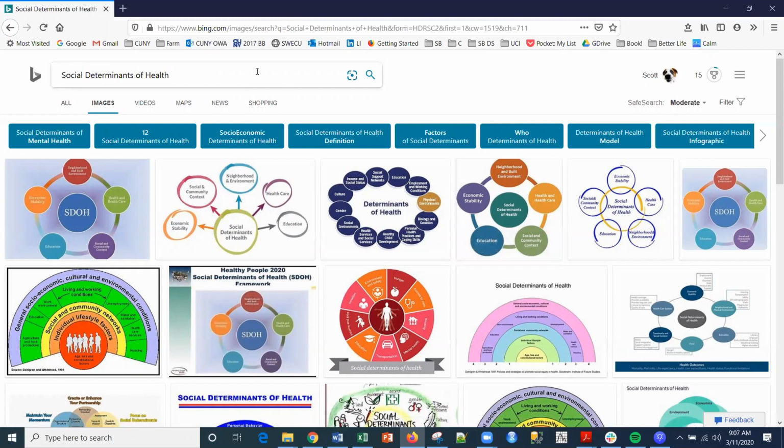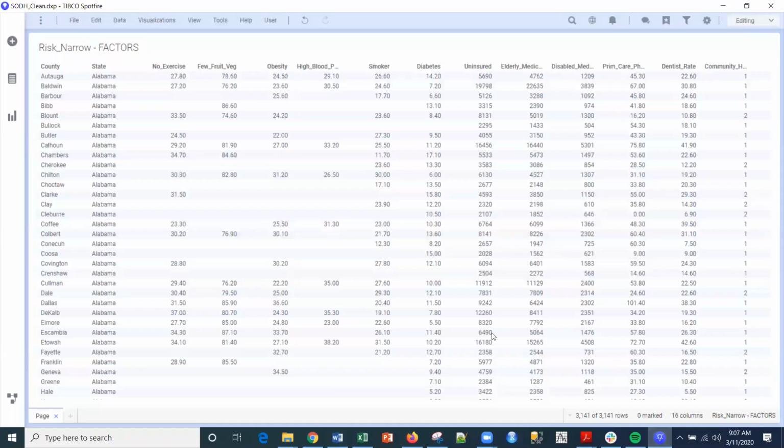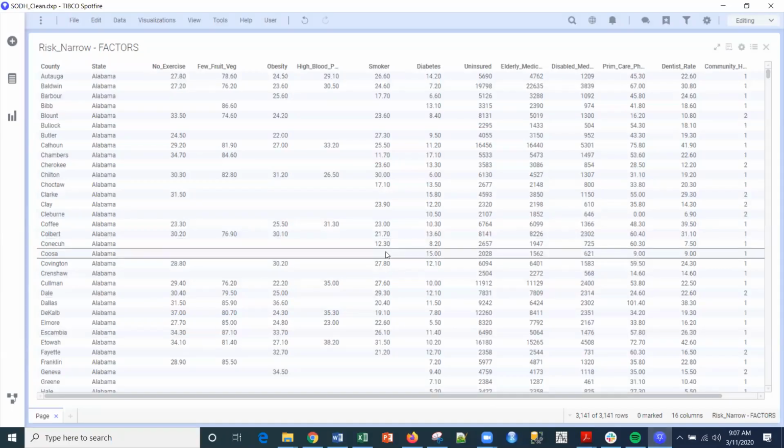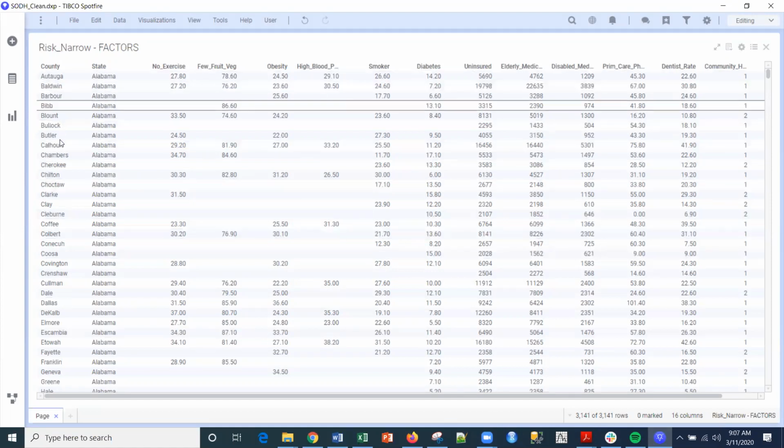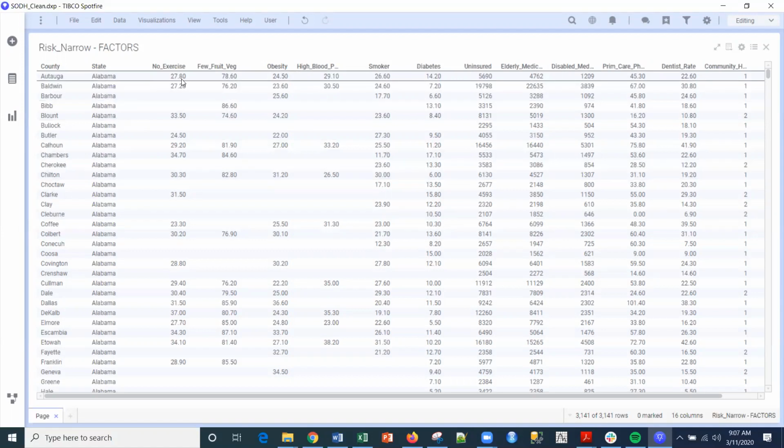You can see here that I just typed into Bing social determinants of health, and these are some of the categories that pop up. But we're going to talk about diabetes, and so within Spotfire, what I have is this data set. This data set is by county. We looked at this last time. Each row is a county in the U.S., and I've got states, and then I've got an average determination of the behaviors for this.